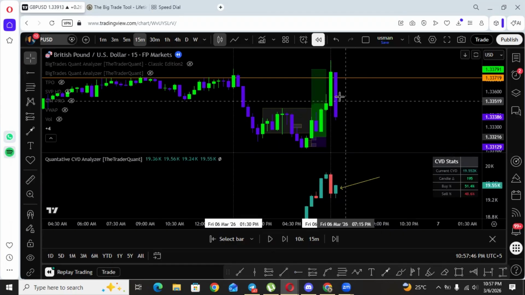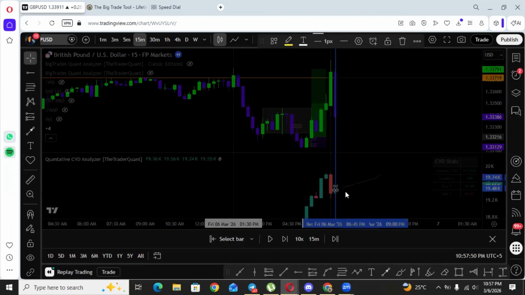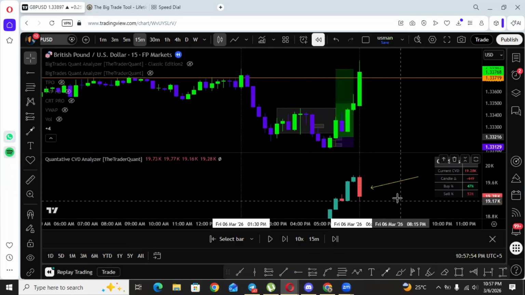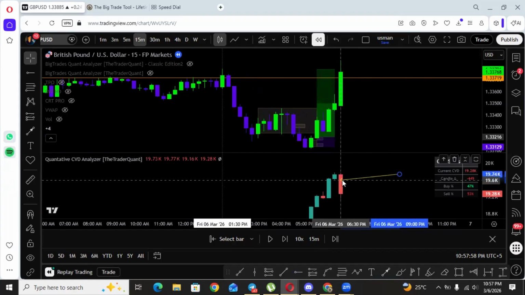Do you see this sell candle? When this sell candle forms, let me move the chart. Oh, yeah. They start to buy. When this buy candle forms, they were selling. Behind the candle, they were putting the sell orders.